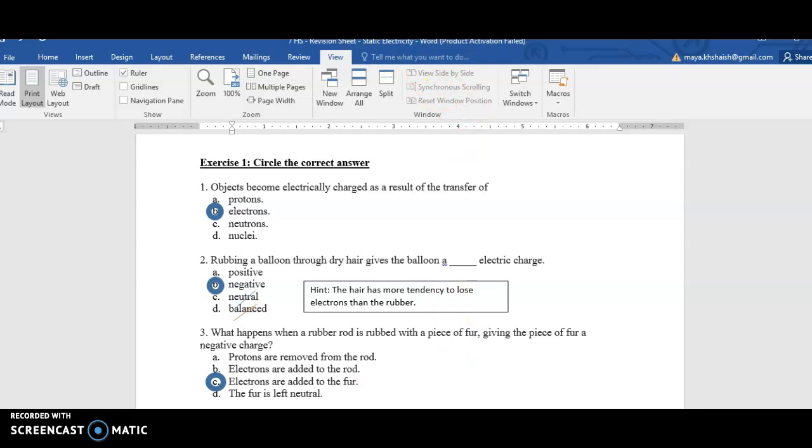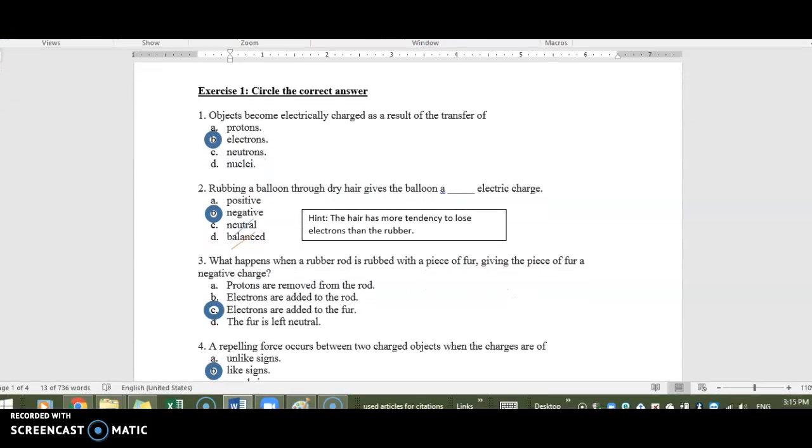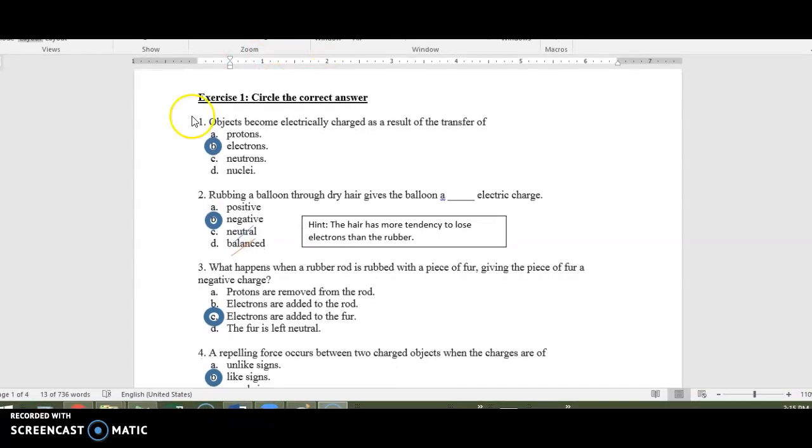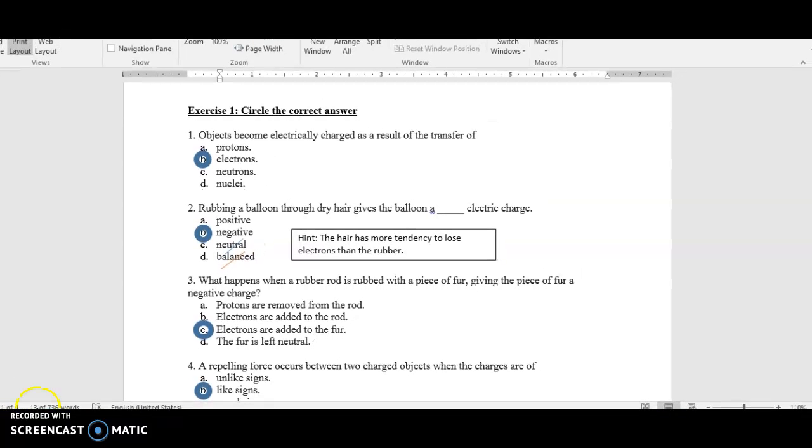Circle the correct answer. Objects become electrically charged as a result of transfer of protons, electrons, neutrons, or nuclear. For sure, electrons, because electrons are the mobile particles and they are the free ones surrounding the nucleus.